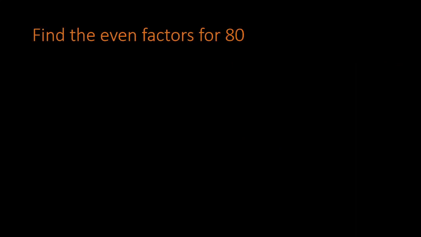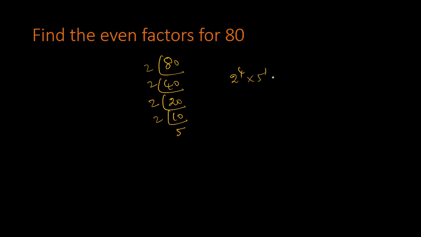Now, find the number of even factors for 80. 80 divided by 2 is 40. 40 divided by 2 is 20. 20 divided by 2 is 10. And 10 divided by 2 is 5. So altogether, 2 to the power of 4 and 5 to the power of 1. The total number of factors is 4 plus 1 is 5, and for 5 to the power of 1, 1 plus 1 is equal to 2. So 5 into 2, there are a total of 10 factors, but this is not the even factors. This is the total number of factors.